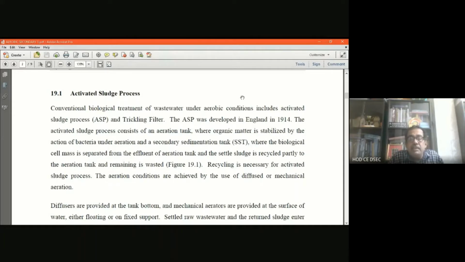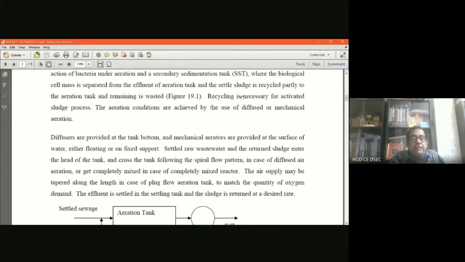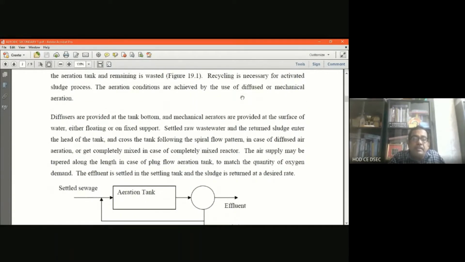The aeration conditions, we'll discuss in detail what mechanisms we are following for the aeration. Two systems are there. One is the diffused aeration and another is the mechanical aeration. Those systems will be discussed in detail. Now the diffusers are provided generally at the bottom. If we talk about the diffused aeration system in the aeration tank, then these diffusers are located at the tank bottom. In contrast, the mechanical aerators are provided at the surface of the water, either floating or on fixed support, that I will show you in the diagram.